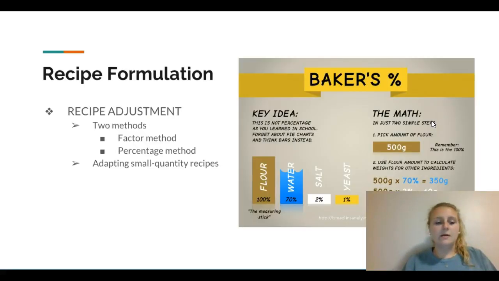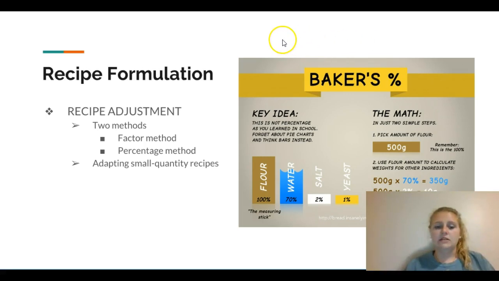Okay, so recipe formulation. There are 2 common methods that organizations use. There's technically 3, but 2 common ones. The first one is the factor method, which we'll talk about, and the percentage method, which will be on the next slide. This little diagram shows that the percentage method is very complex. It's a lot of steps. It's not as simple as the factor method, which is just some dividing.